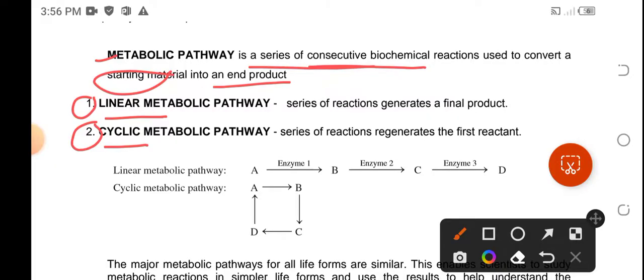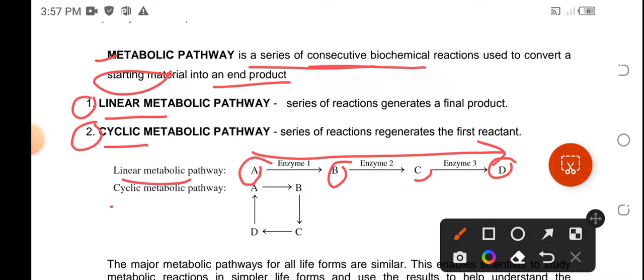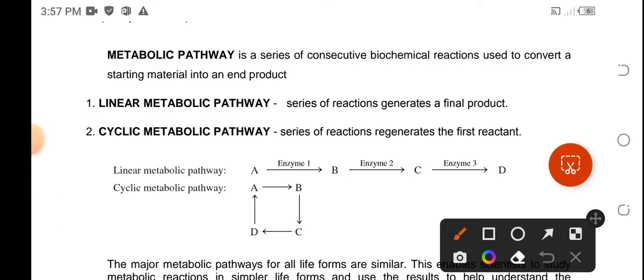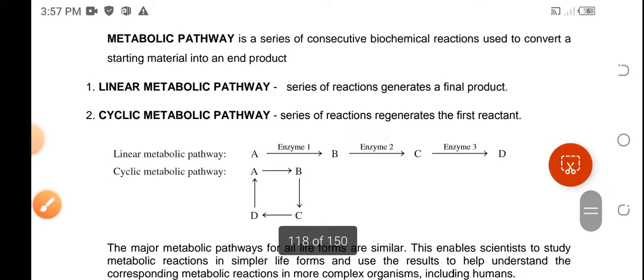Syempre, pag sinabi nating linear, example nito, yung A will be converted to B using an enzyme, and then B to C, and C to D. So, linear siya. Wala yung bumabalik-balik. Pero pag cyclic, yung A naging B, yung B naging C, yung C naging D, tapos D bumalik sa A. So, cyclic siya. Okay? So, makikita natin dito sa cyclic metabolic pathway, meron tayong mga reactions na nangyayari sa ating katawan, pati rin sa linear.